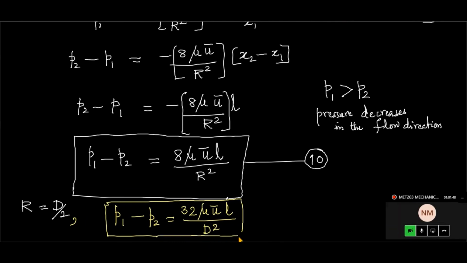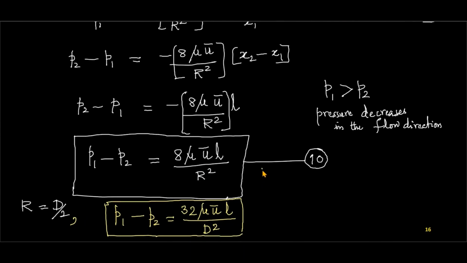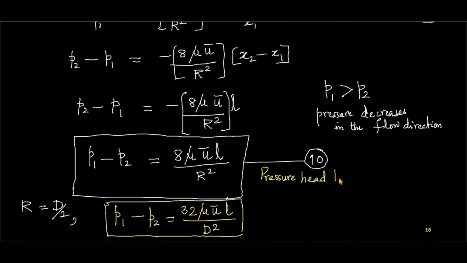Now for the pressure head loss, changing this into pressure head loss: how do you do that? Divide both sides by rho g, that's all. So this is equation number 11, and divide equation number 11. Normally what you write is HL, head loss or head drop, which is equal to P1 minus P2 divided by rho g. The right hand side you also divide by rho g. So what will it become?